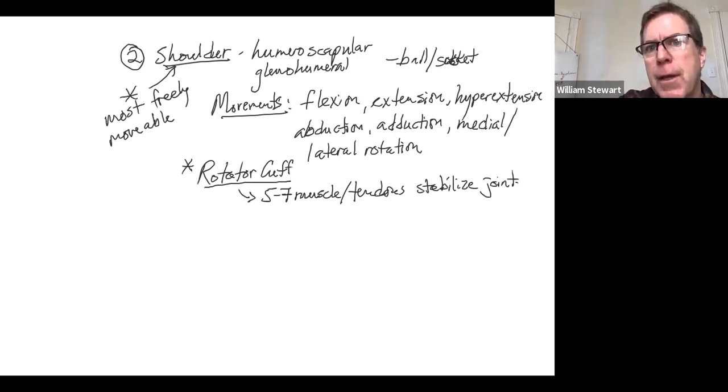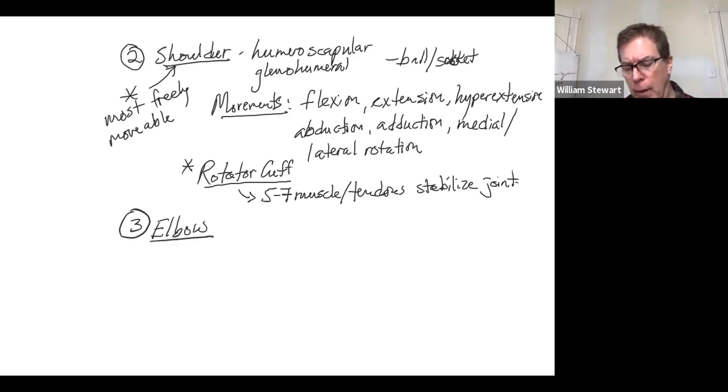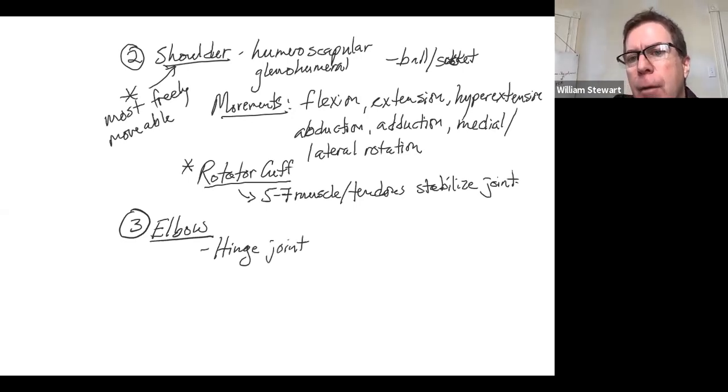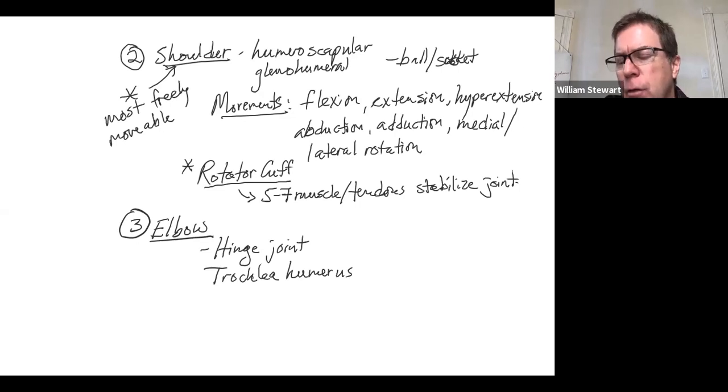Okay, let's do number 3. The elbow. The elbow is typically a classic hinge joint. And specifically, the elbow is where the trochlea of the humerus and the trochlear notch of the ulna make up most of this joint.